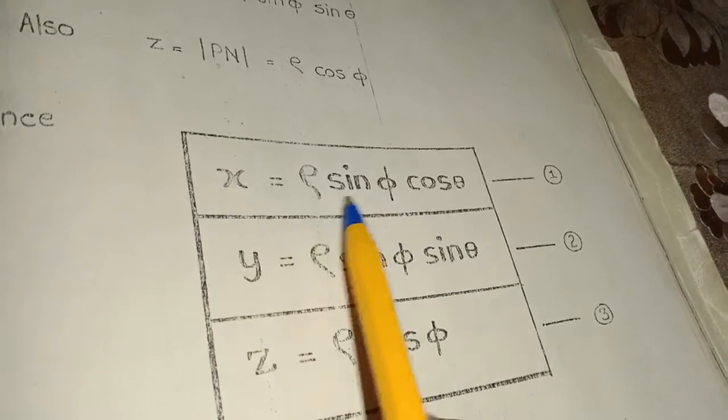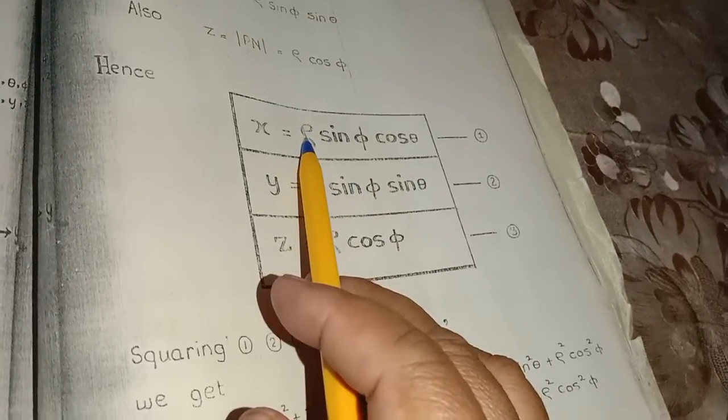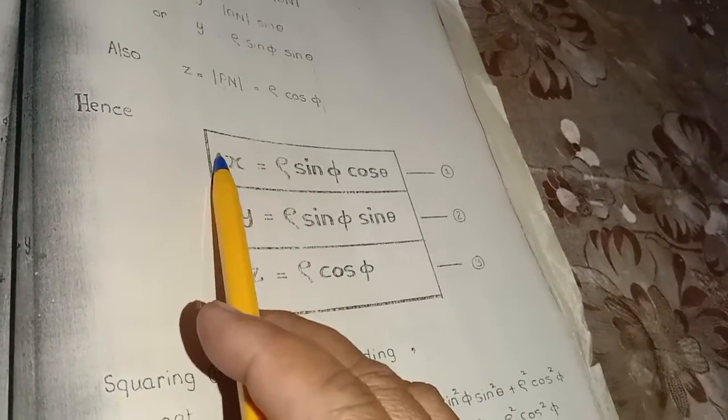Now here is the relation between Cartesian coordinates and spherical polar coordinates. X is equal to rho sin phi cos theta, y is equal to rho sin phi sin theta, z is equal to rho cos phi. So from this relation, if you know spherical polar coordinates, that is rho, phi and theta, then you can find out rectangular coordinates, that is x, y and z, by this relation. Here is the relation between cylindrical polar coordinates and Cartesian coordinates, that is x is equal to r cos theta, y is equal to r sin theta and z is equal to z. From these relations we can solve some questions.